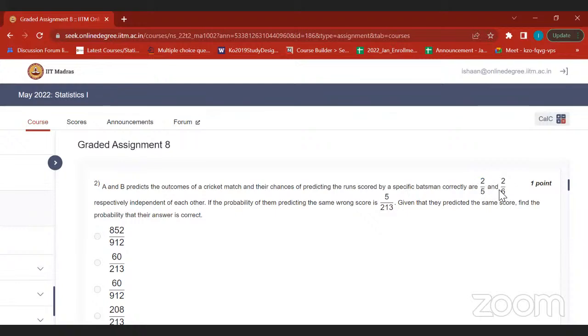Yeah, continue. Means at the end, it will be like Bayes, in which we are asking that if they predicted the same score, what is the probability they predicted correctly. So it will be 2 by 5 into 2 by 6 upon the total probability of 5 by 213 plus 2 by 5 into 2 by 6.